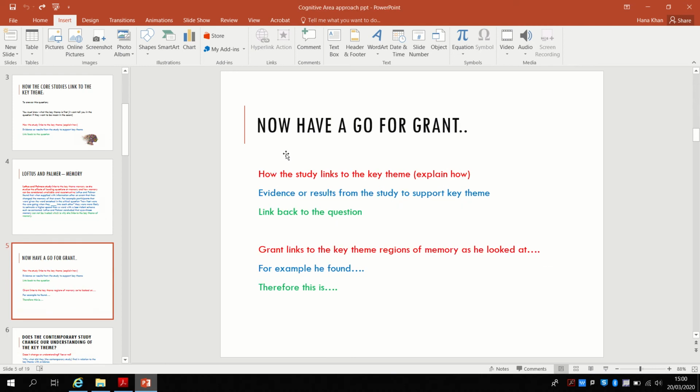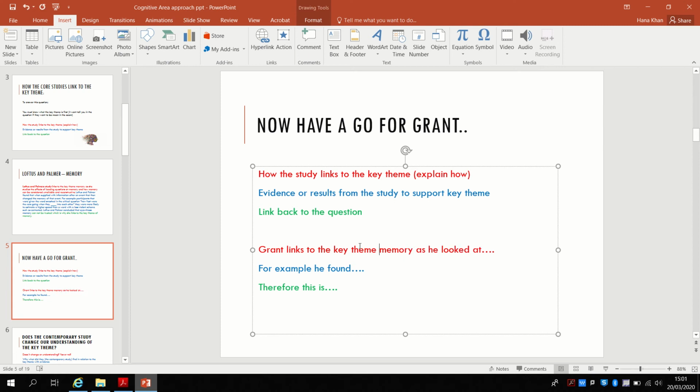If you were to do that for Grant, you'd have to tell me again, how does the study link to the key theme of memory? So how does Grant link to memory? Grant links to the key theme memory, not regions of memory, what I wrote there. Grant links to the key theme memory as he looked at, what did he look at? I want you guys to tell me. For example, he found, and then what did he find in relation to memory? Therefore, this is why he links to the key theme.